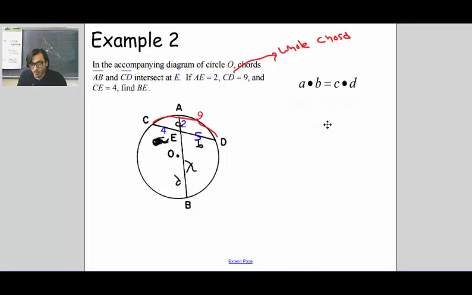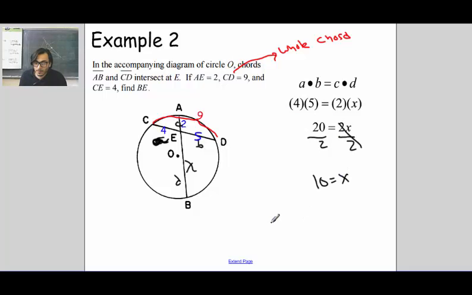So now with that, we plug into our formula. So A, this is my A, this is my B, this is my C, and this is my D. So I get 4 times 5 equals 2 times X. Simplify that. 20 equals 2X. Simplify it even further. You get 10 equals X, which means segment BE equals 10. That is our answer.